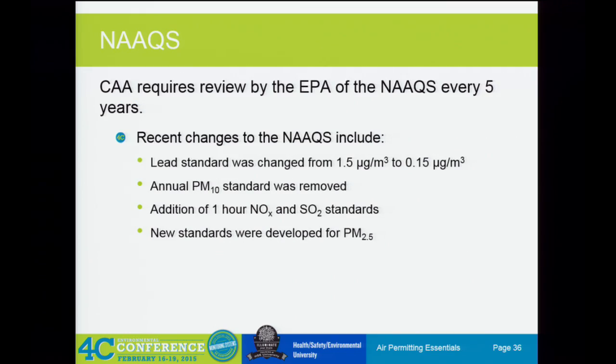The Clean Air Act requires review by the EPA of the National Ambient Air Quality Standards every 5 years. Some recent changes to the standards include the lead standard, which was changed from 1.5 micrograms per cubic meter to 0.15 micrograms per cubic meter. Once we learned about the health impacts of lead, they reduced that standard. The annual PM10 standard was actually removed. We've added 1 hour NOx and SO2 standards, and new standards have since been developed for PM 2.5.